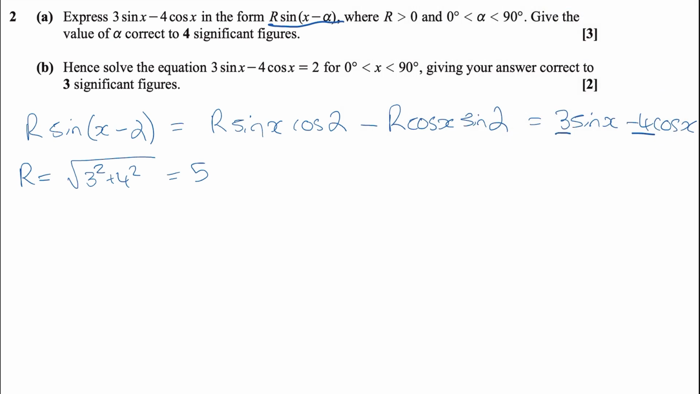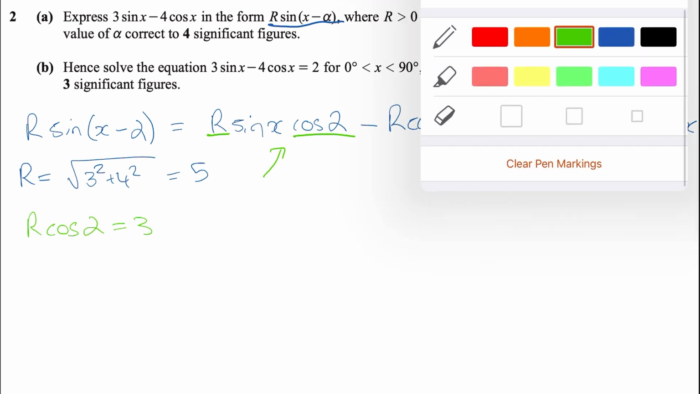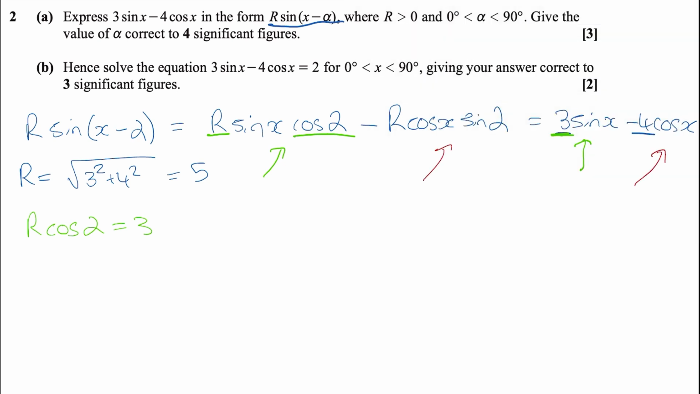So if I look at the first term and compare it to what I've got here, I can see that 3 is going to have to equal r cos alpha. So r cos alpha is 3. And if I look at the second term, by comparing, r sine alpha is going to have to equal 4. Okay, if I do r sine alpha equals 4 divided by r cos alpha equals 3, what I'm going to end up with is that tan alpha is 4/3.